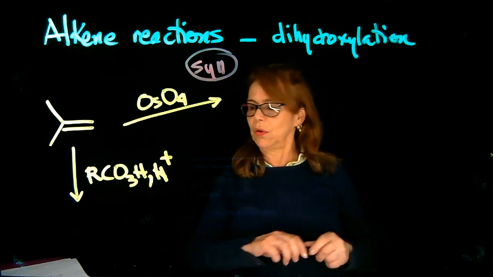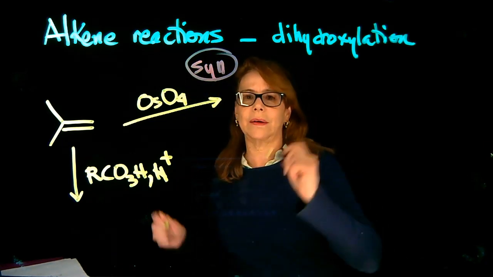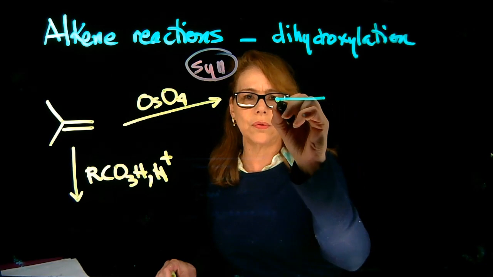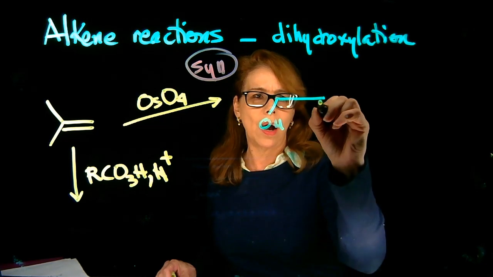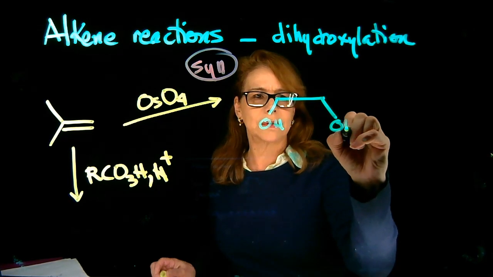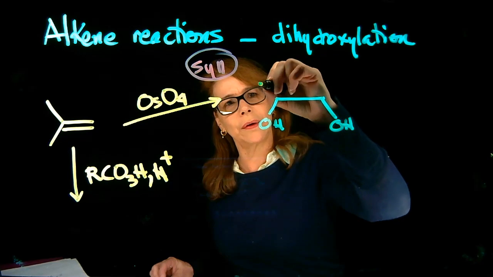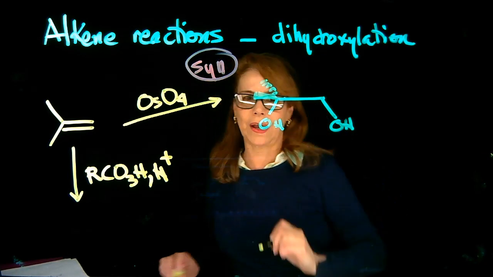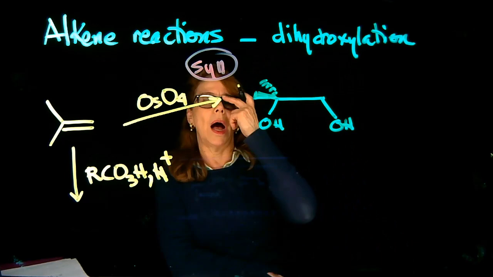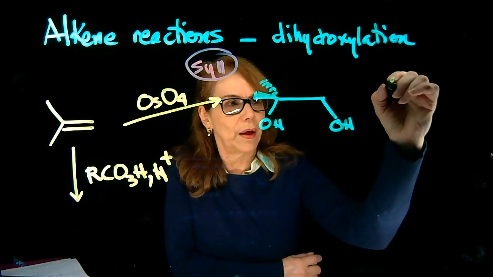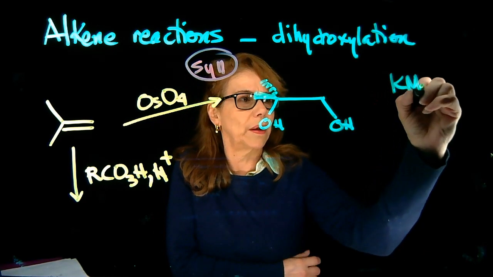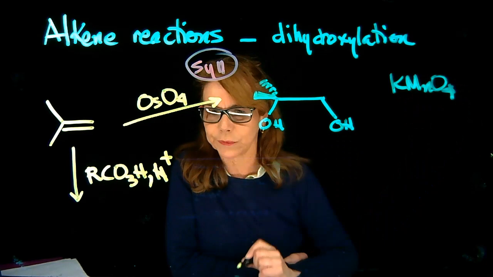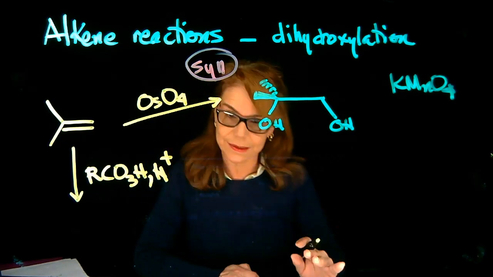And in doing so, let's do the products. What I'm saying is that the two OHs will end up on the same side. Here we have two H's, but here we will have metal and metal. So that's the most important thing. We can also use, for that purpose, potassium permanganate, cold. And that will add syn.